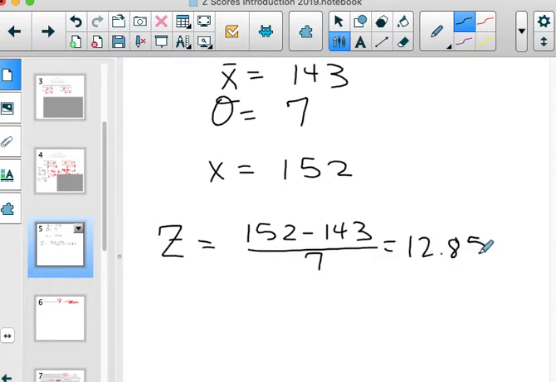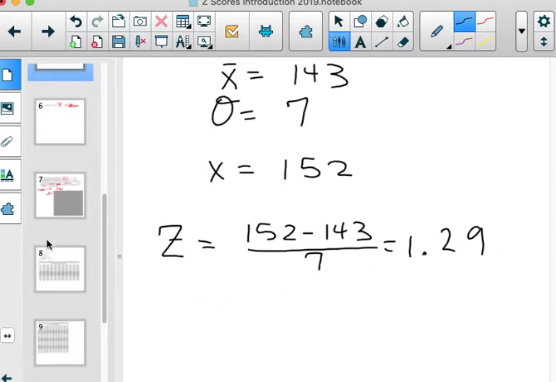1.28. Oh, I didn't get my decimal in the right spot. 1.285714, right? This decimal that doesn't end. What are we going to round that to? 1.29. So when we type that into our calculator, that numerator reduced to 9 divided by 7, 1.29 would be the z-score.